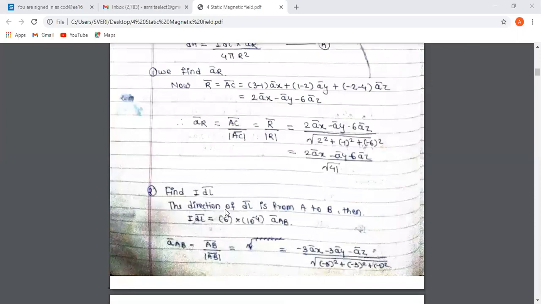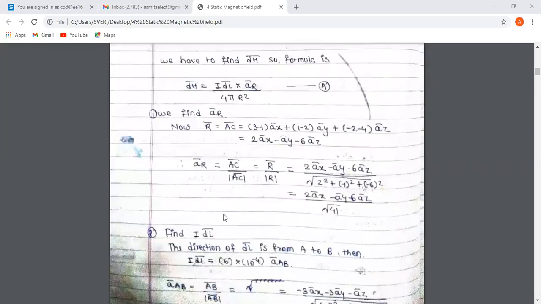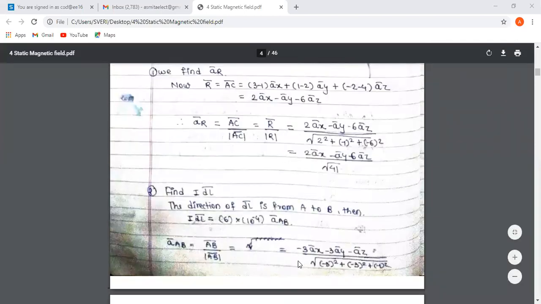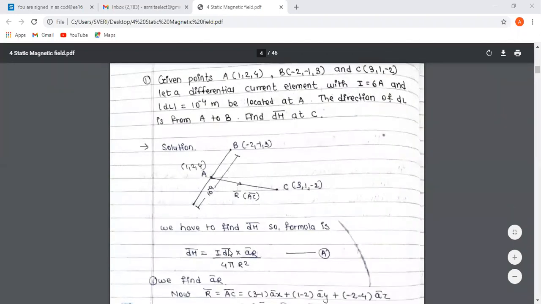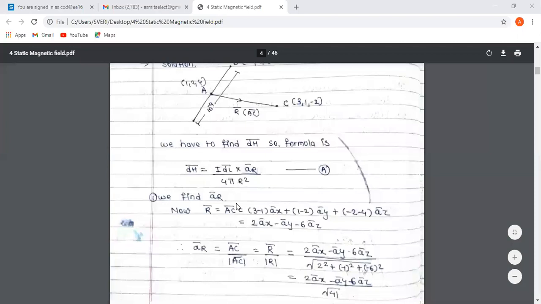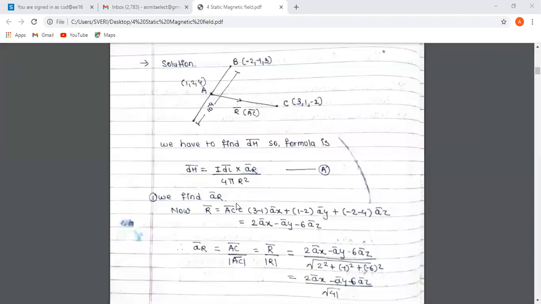So here one more thing: we have to find the differential length dl bar also, because only the magnitude is given. So I dl bar is equal to, current I is 6 ampere and dl is 10 raised to minus 4 meter. It is given, but that is the mod of dl bar. If you see the equation, we require dl bar, that is a vector. From any magnitude, if you want to write it in terms of a vector, you just have to multiply by a unit vector in its direction.